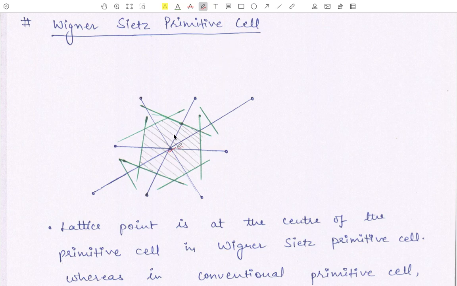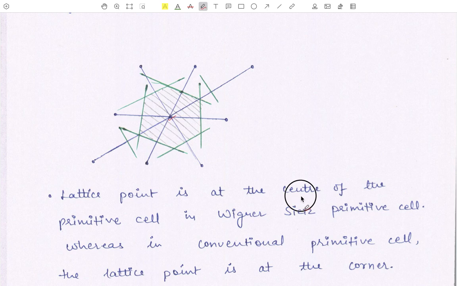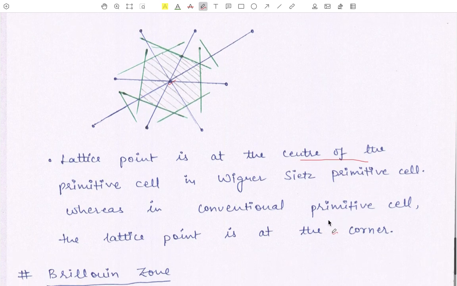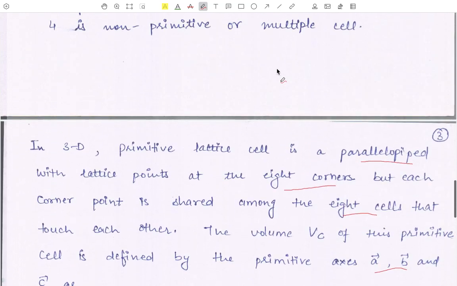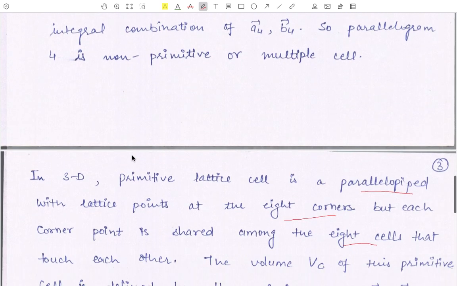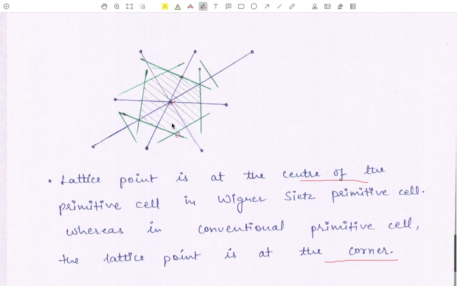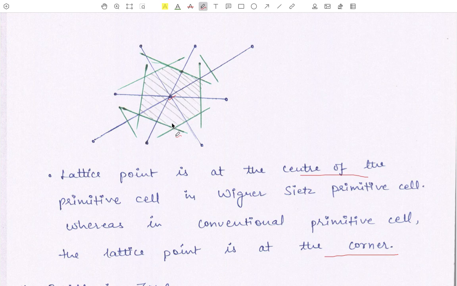Here, the difference between this Wigner-Seitz primitive cell and a conventional primitive cell is that the lattice point in the Wigner-Seitz primitive cell is inside the cell. That is, it is at the center of the primitive cell. While in the case of a conventional primitive cell, the lattice points are at the corners only, as we have seen here. All the lattice points are at the corner points only. But here in the Wigner-Seitz cell, the lattice point is at the center of the cell. So this is the main difference between a Wigner-Seitz primitive cell and a conventional primitive cell.